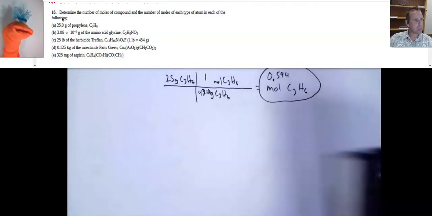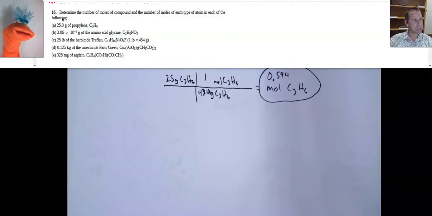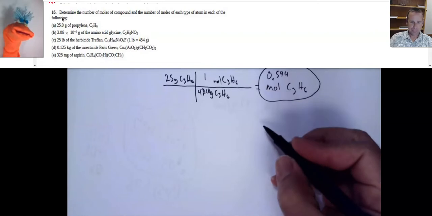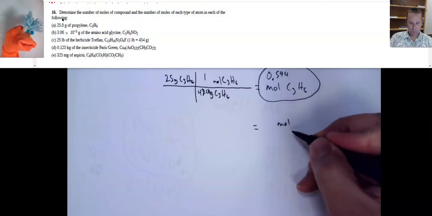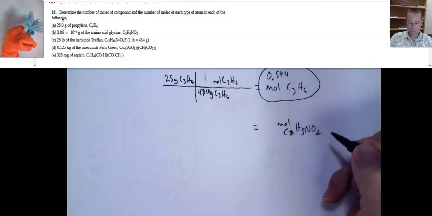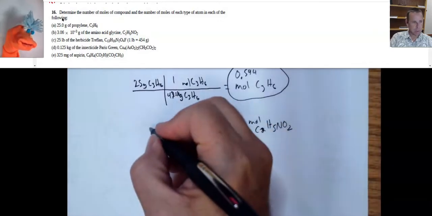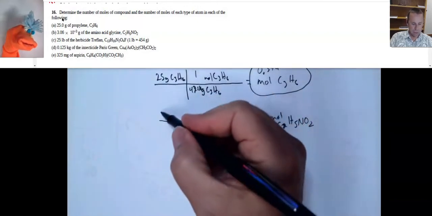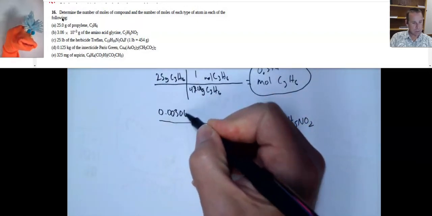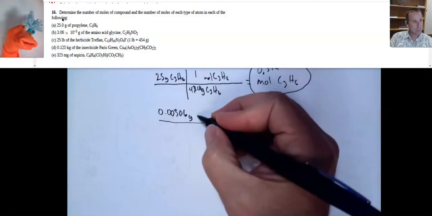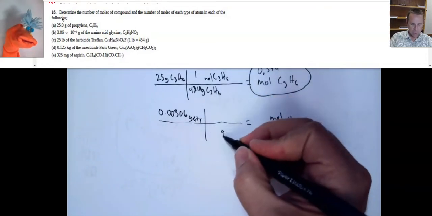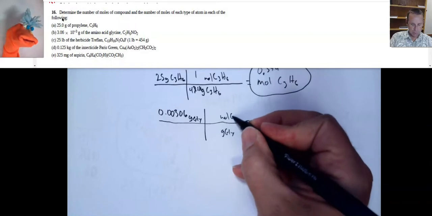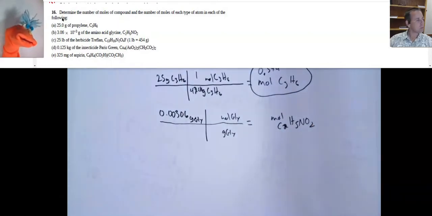All right, 3.06 times 10 to the minus 3 grams of the amino acid glycine. What goes to the right of my equal sign? Moles of glycine. That's right, I'm after moles of glycine, C2H5NO2. And I'm starting with 0.00306 grams of glycine. I can go from grams of glycine to moles of glycine with the molar mass.